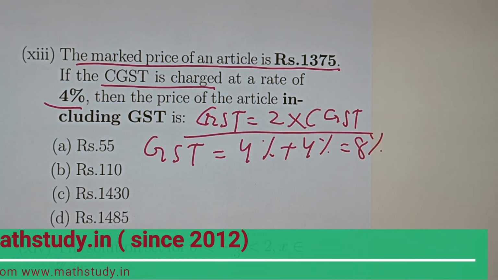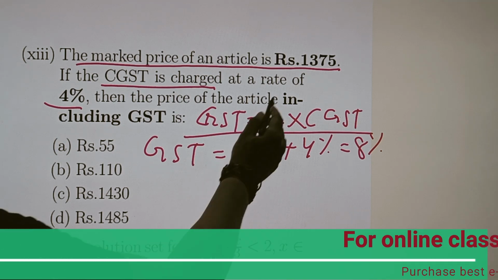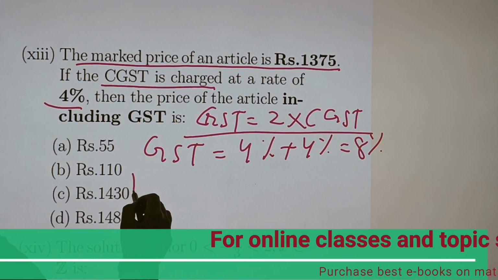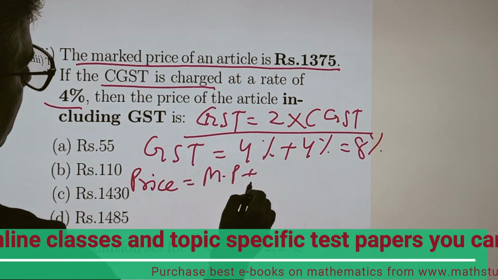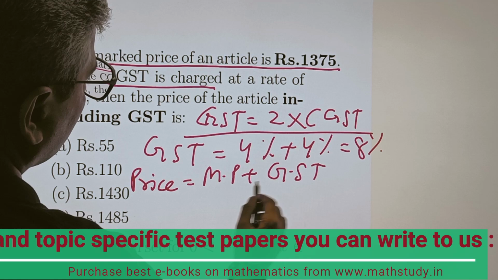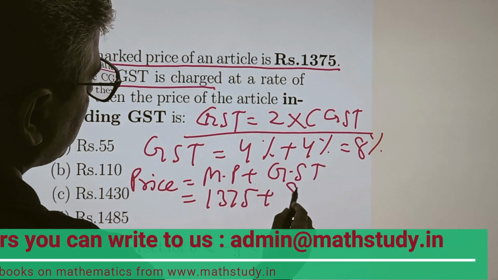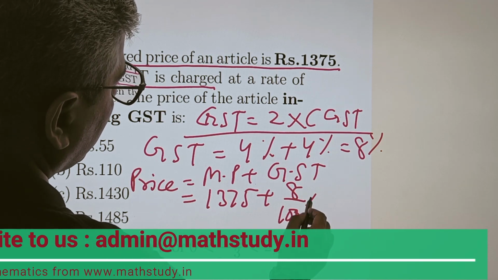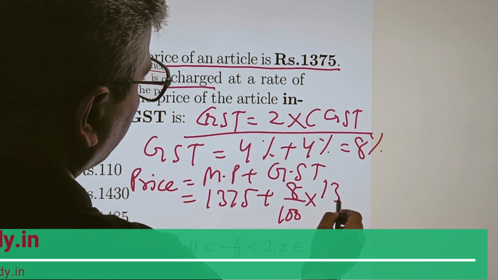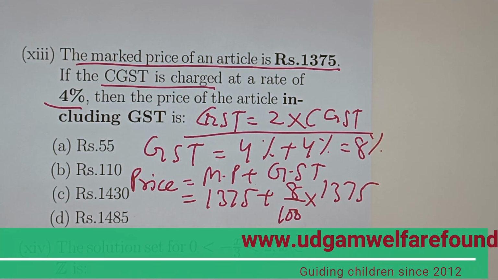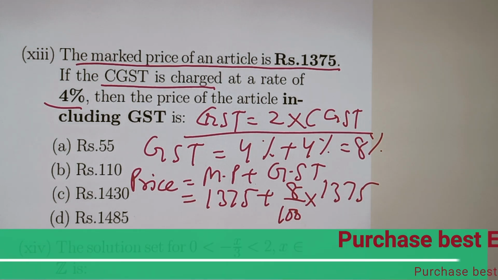Now we need to find the price of the article including GST. So 8% of 1375, so price will be what? Price will be marked price plus GST. So marked price is what? 1375 plus GST, which is 8%. So 8 upon 100 into what? 1375. Very simple. Now we can simply calculate this and we will get our price of the article here.